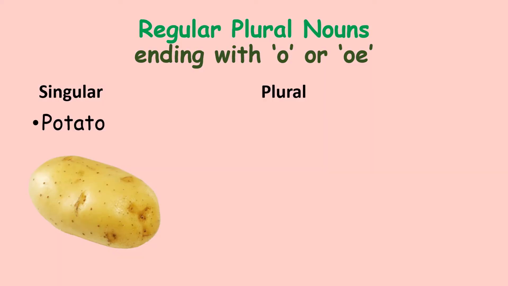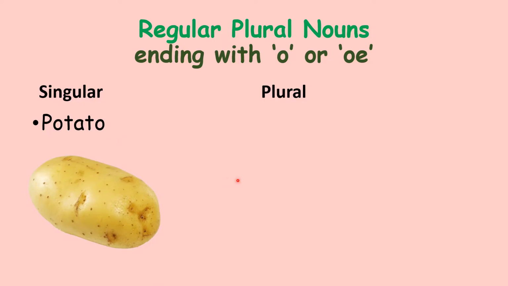Alright, now let's have a look at another example of a noun that ends with the letter O, which is the word potato. Potato. Repeat after me. Potato. Now, if there is only one, we call it potato.